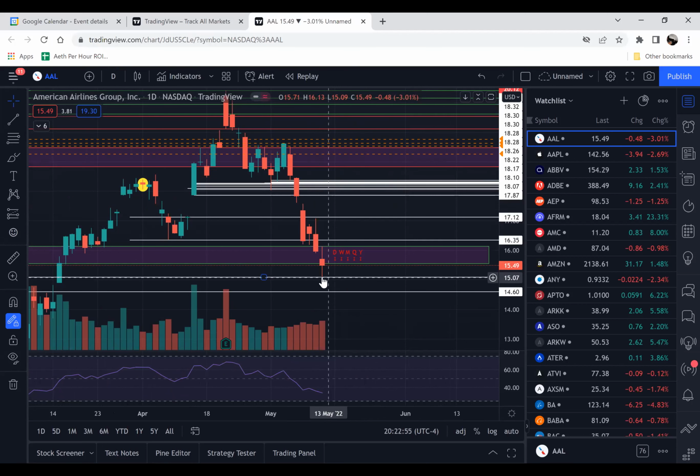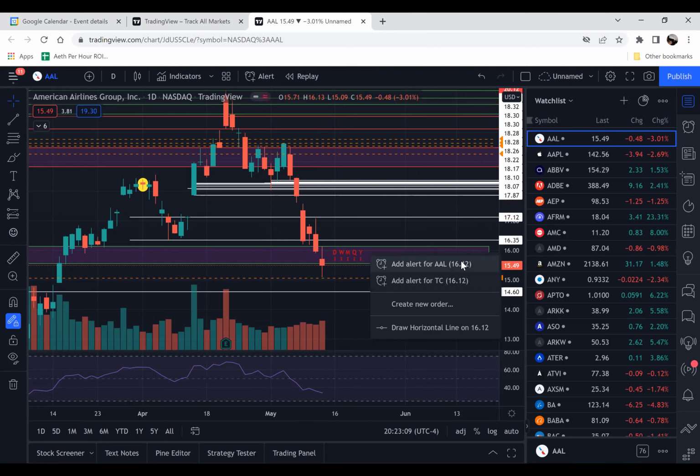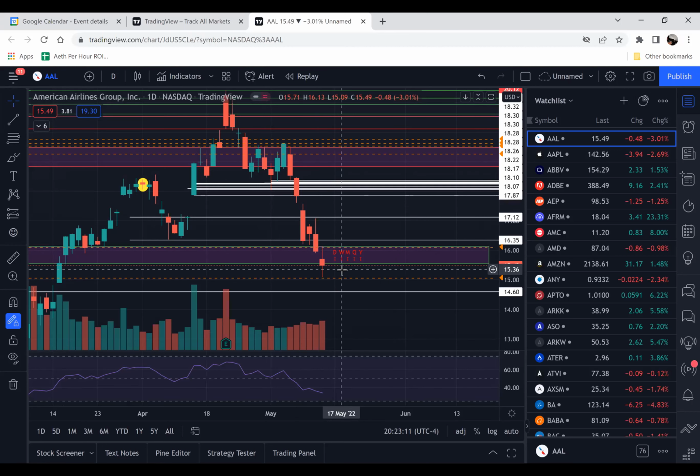So real quick, I like this setup. I wouldn't say I like the setup. I like what I was about to do, but I would create an alert here, right? And that's what I would do with American Airlines. I wouldn't play with it just because I don't like the daily chart, right? And I will keep looking for other things.